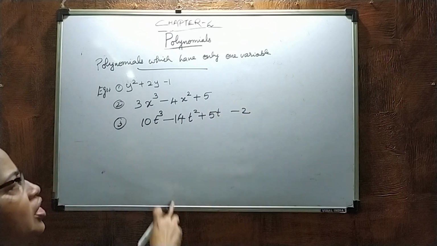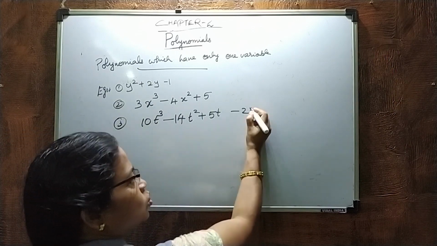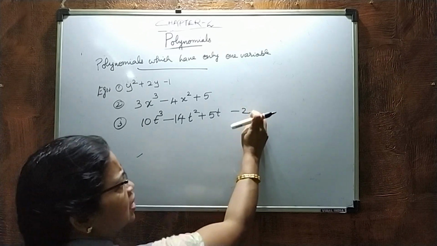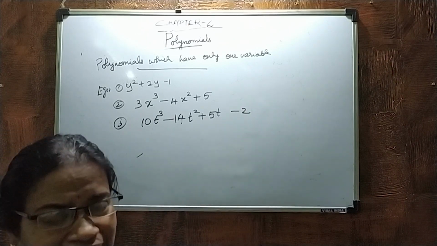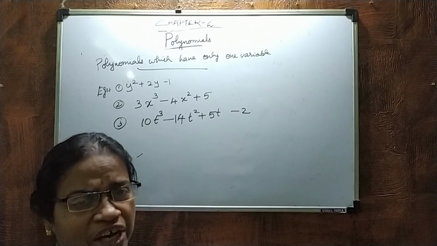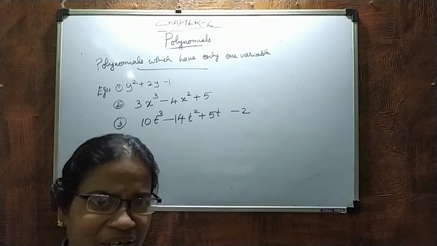Then just look, t is here. Here, what does this 2 mean? It is 2 into t raised to 0. So there is no need to write it; you have to understand in your mind that whenever any number is there, the variable raised to 0 is there. I think it is clear.